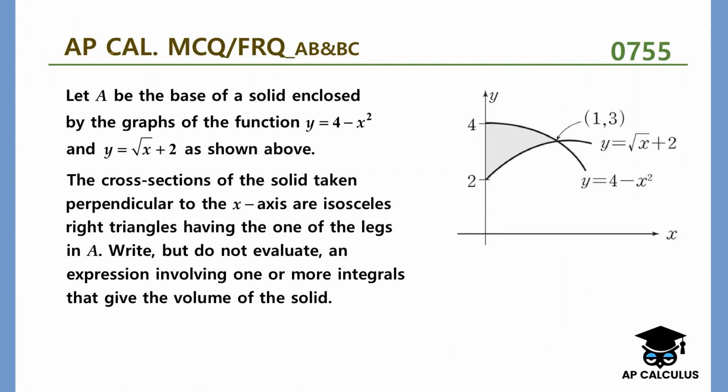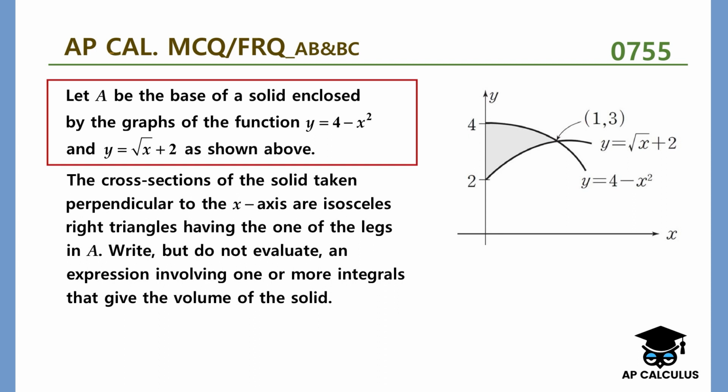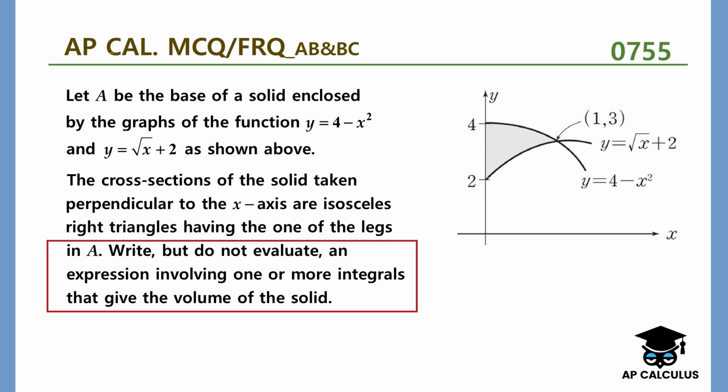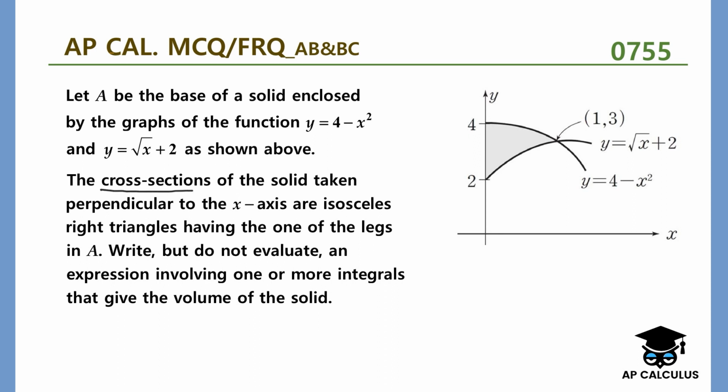Question 755. Let A be the base of a solid enclosed by the graphs of the functions y equals 4 minus x squared and y equals root x plus 2, as shown above. The cross-sections of the solid taken perpendicular to the x-axis are isosceles right triangles having one of the legs in A. Write but do not evaluate an expression involving one or more integrals that gives the volume of the solid. So we have cross-sections perpendicular to the x-axis.